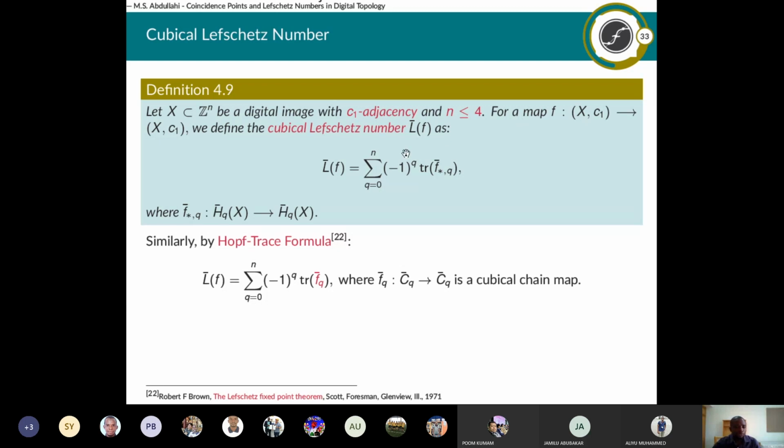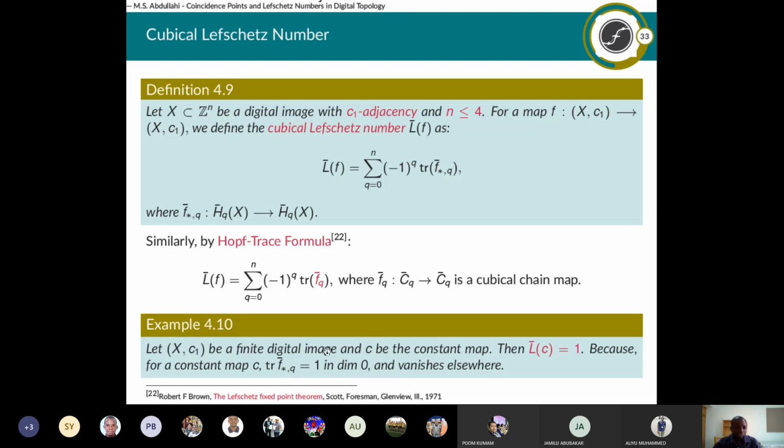So we define this cubical Lefschetz number in a similar way as the simplicial Lefschetz number. The only difference is that instead of using the simplices, we are going to use the cubes, and that is why we have this bar notation at the top of the cubical Lefschetz number. And similarly to what I have discussed in the previous part, using the Hopf trace formula, we are going to substitute this induced homomorphism on the homology groups on the cubical chain, so that it will be easy for us to calculate what the cubical Lefschetz number will be.